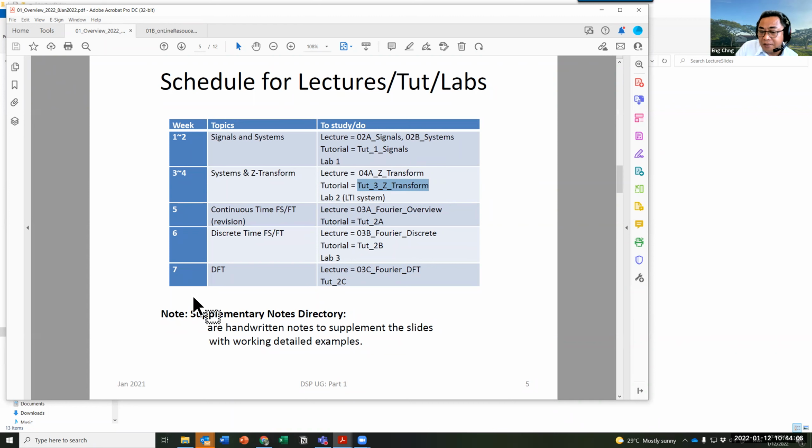In week 5, 6, 7, you're going to do Fourier transform. So my question now is, did you guys do Fourier transform in Math 2? Can you all write in the chat, please?